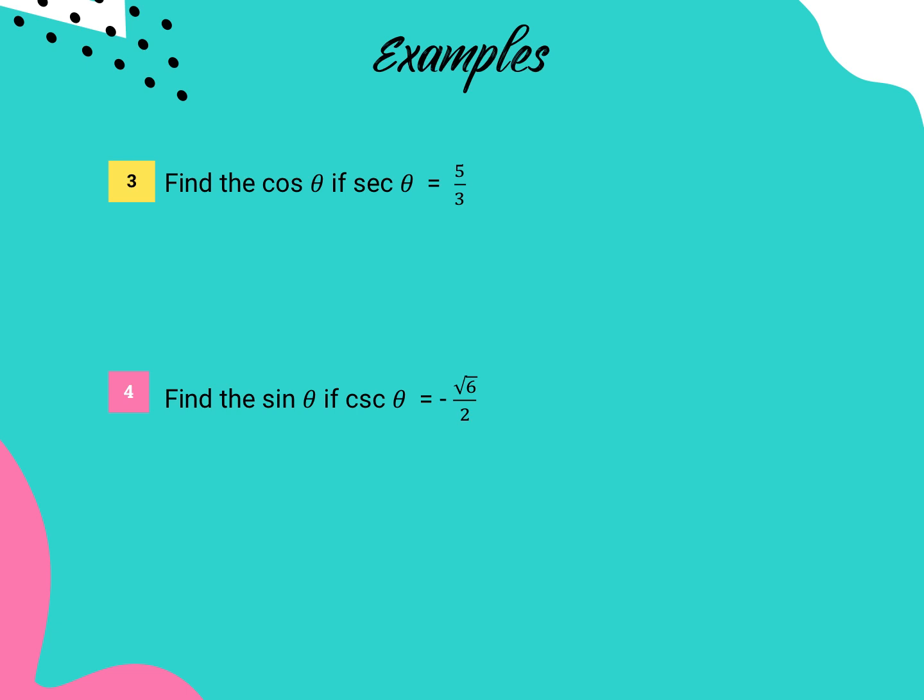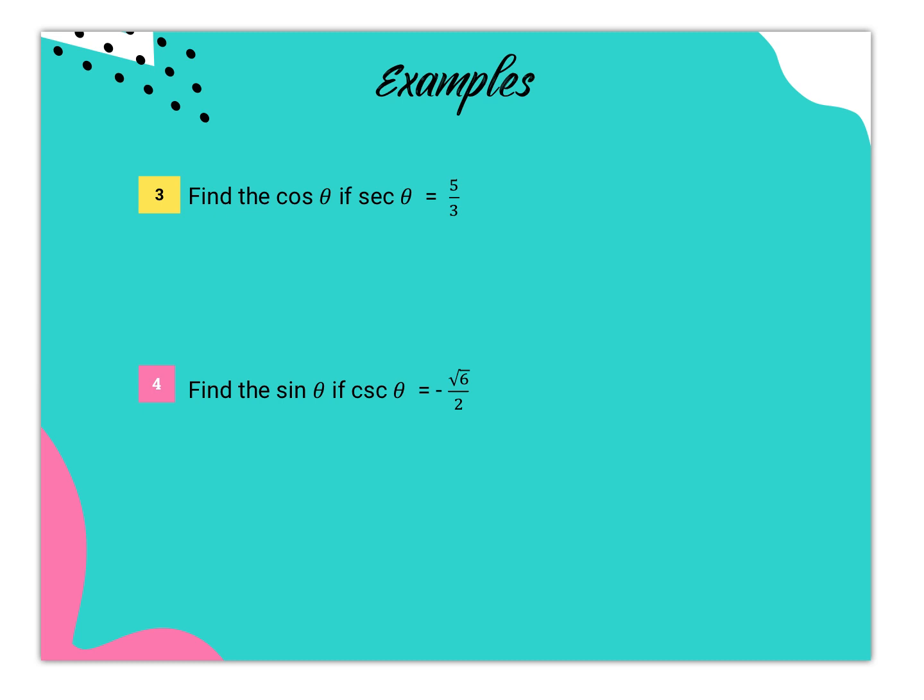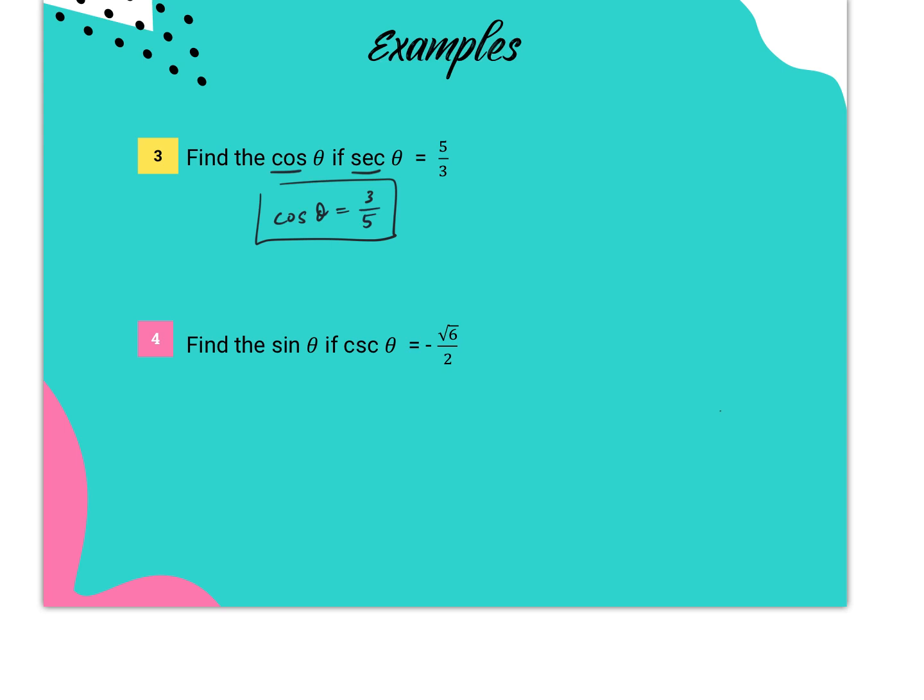So let's do a couple more problems from this lesson. It says, find cosine of theta if secant theta is 5 over 3. Well, I know that secant and cosine are reciprocals of each other. So if the secant is 5 over 3, then the cosine of theta is going to be the reciprocal, which is 3 over 5. And it's that easy. I just flip it because I know they're reciprocals.